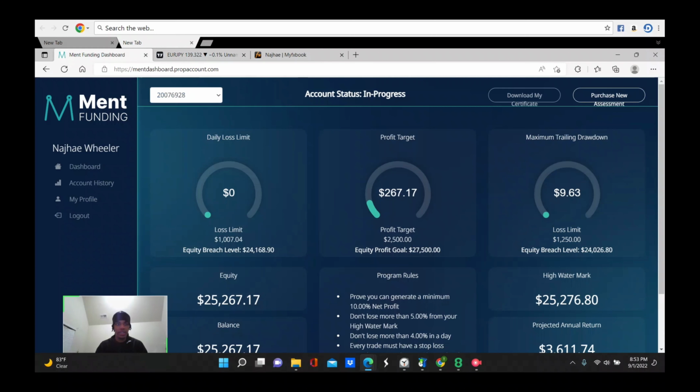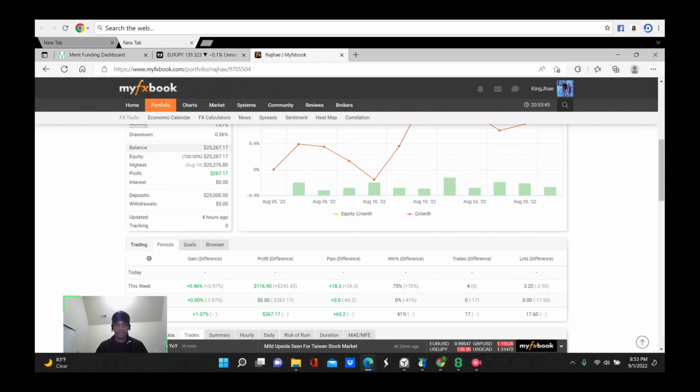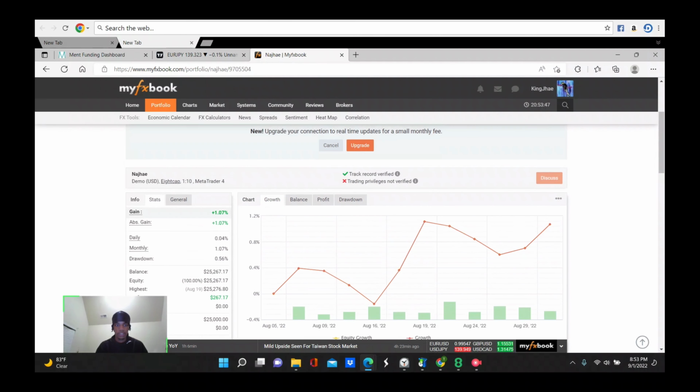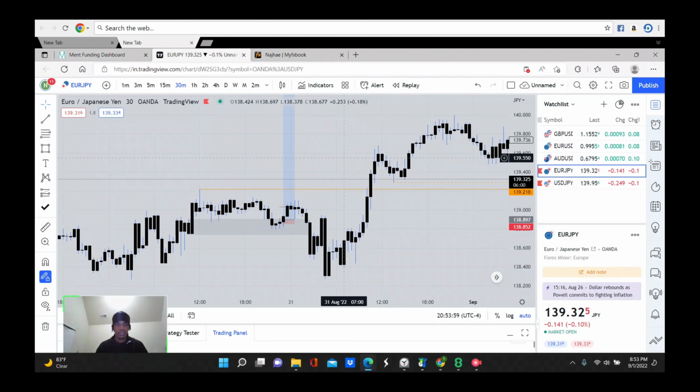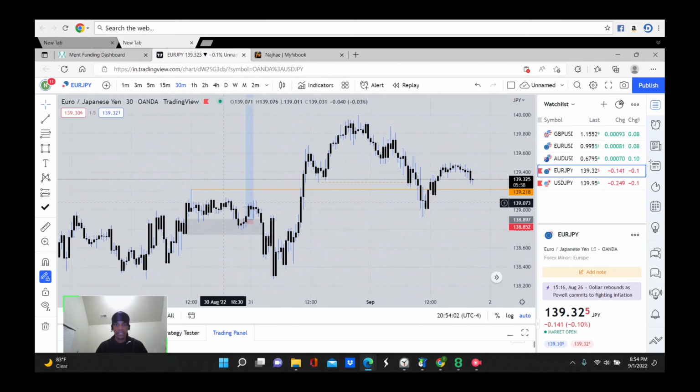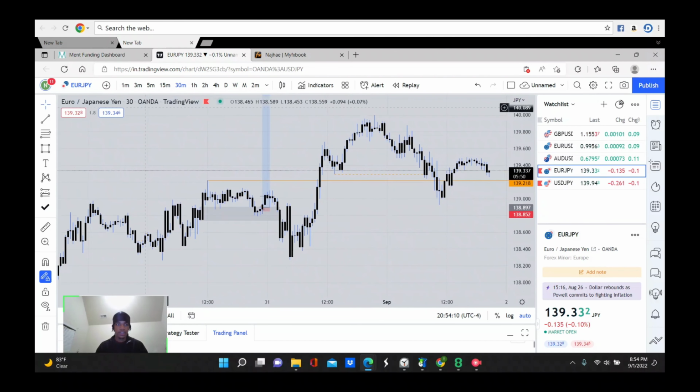So let me actually show you the dashboard right here. I'm up $267 in profit for the challenge, and this is the Myfxbook that's connected to it. Right now we're just a little bit over 1% on the challenge, and we need at least 10% to pass the challenge. So this was yesterday. This is the trade that I took yesterday. It only ran to partials, and I believe it stopped me out at break even.